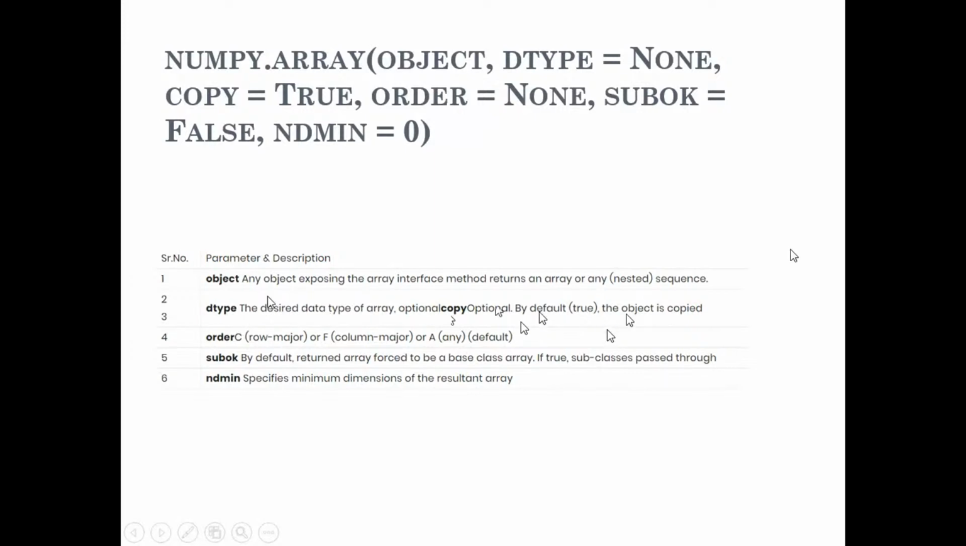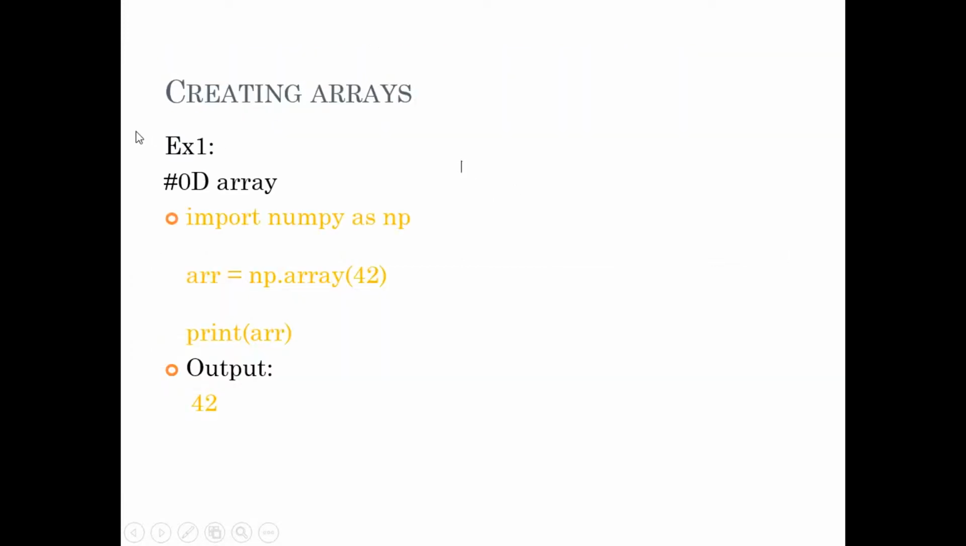By default, copy is true, so the object is copied. Then you have order, C for row major or F for column major, or the default. Then subok: by default the returned array is forced to be a base class array. If true, subclasses pass through. Then ndmin, the minimum number of dimensions of the resultant array. We'll see one example so you can understand it clearly.